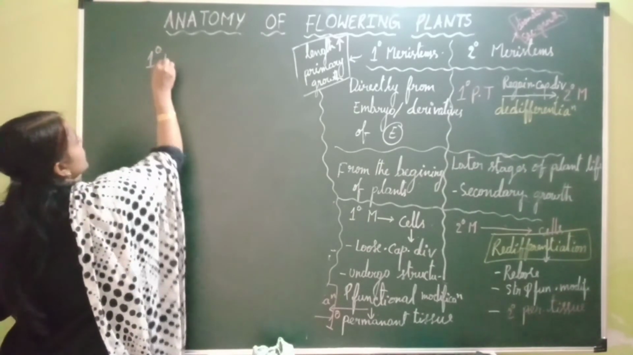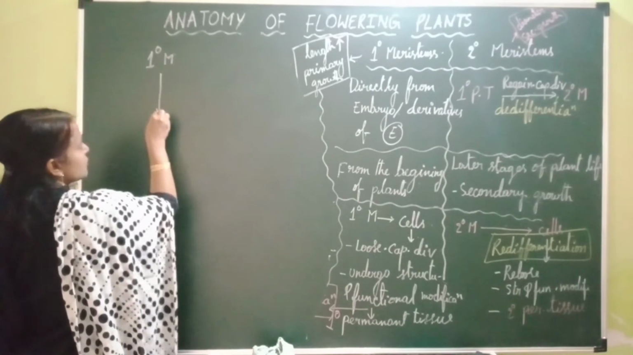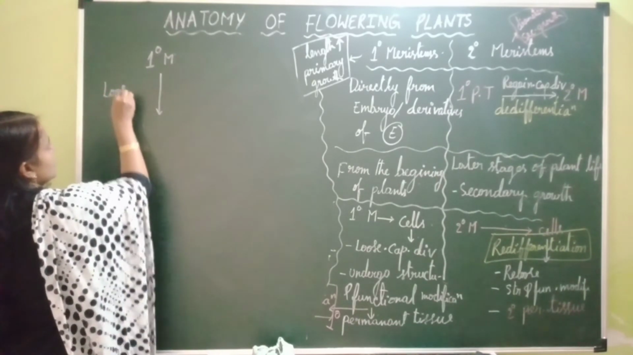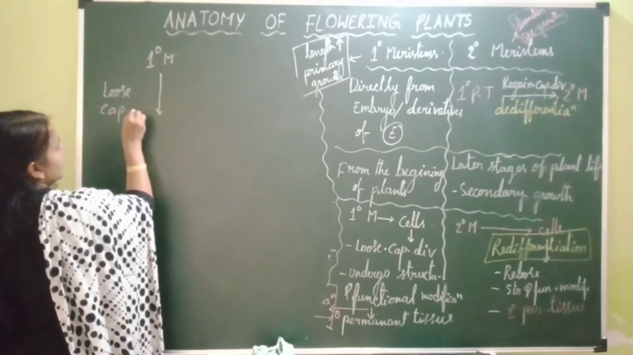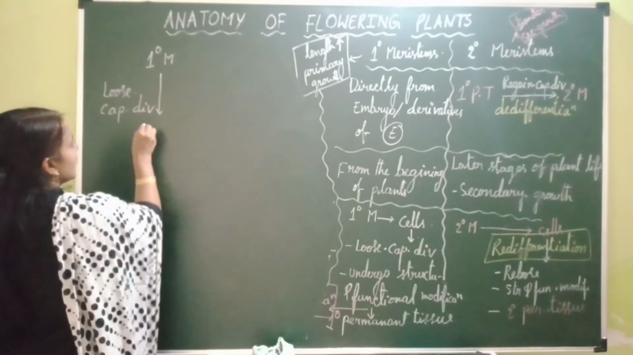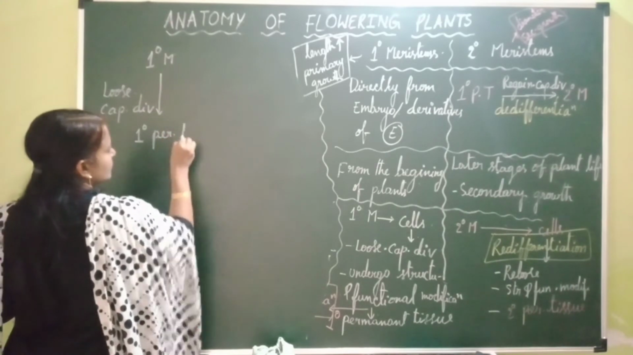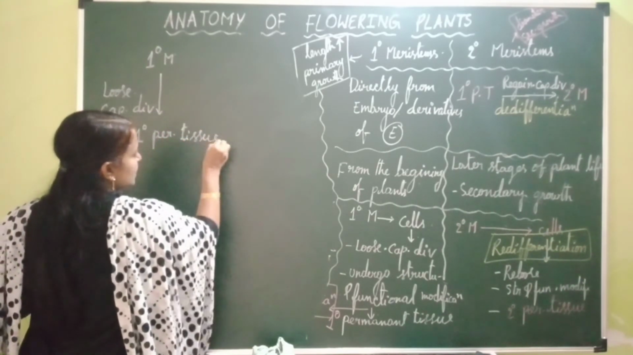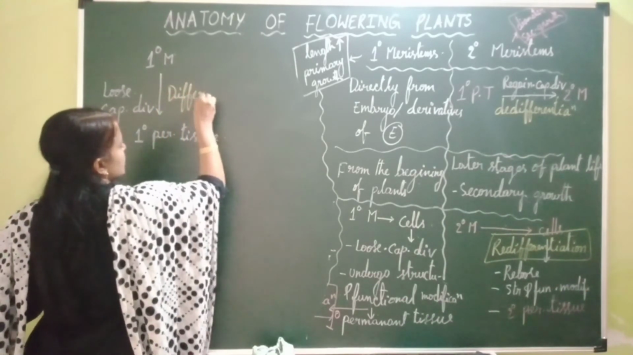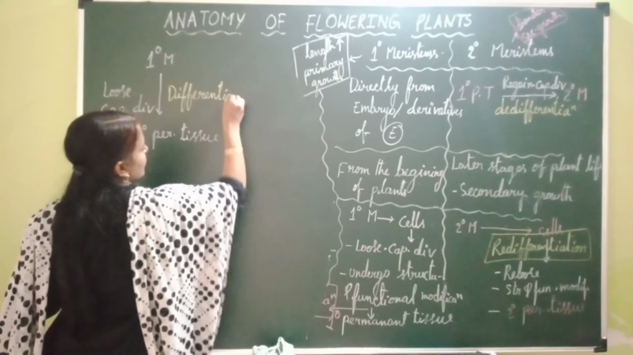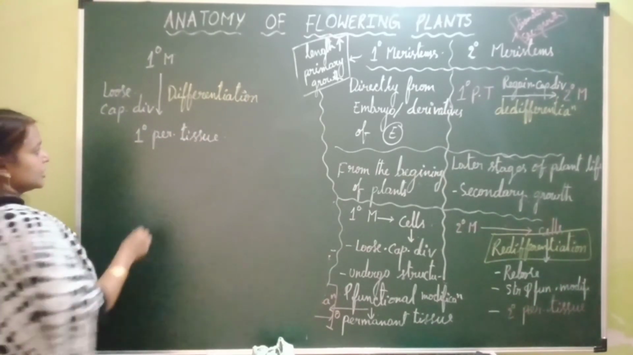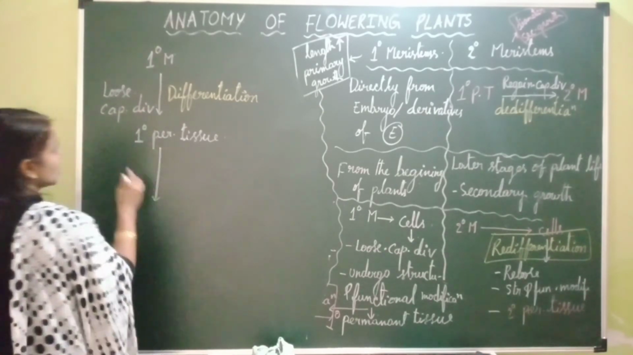The cells formed from primary meristem lose the capacity of cell division. So they lose the capacity to divide and get matured into what? Primary permanent tissue. So what is this process called? Differentiation. This process is called differentiation. Right. Now some of these primary permanent tissues regain the capacity of cell division.